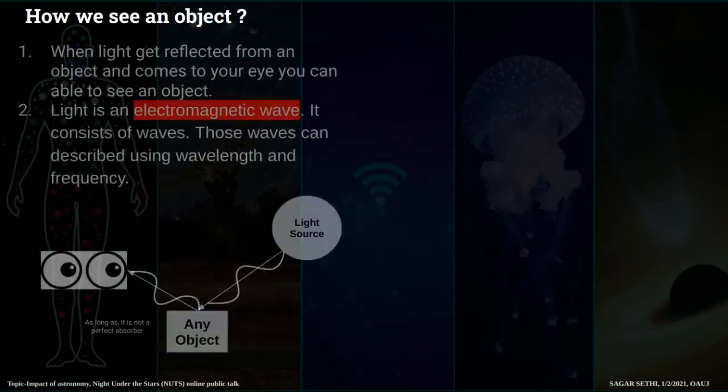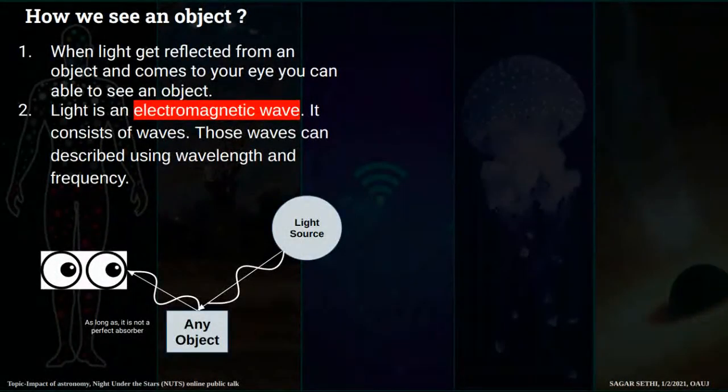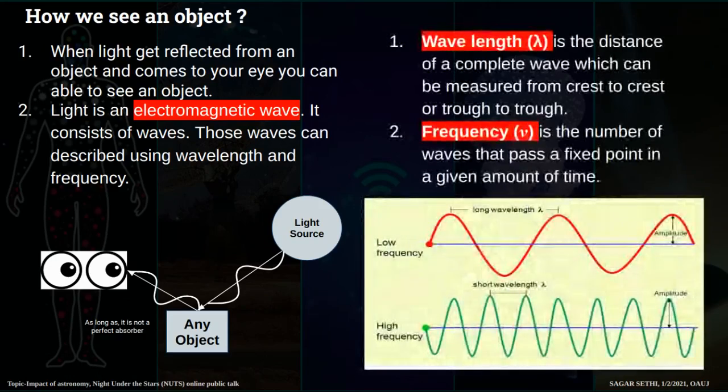Before starting the topic, let's go through some basics, which may be required in the coming slides. This is how we see an object: light is reflected from an object and comes to our eye. Our eye is an electromagnetic detector which can see the electromagnetic radiation coming from the object, and that's how we can see it. This is some basics about the wavelength and the frequency of a wave, because light is also an electromagnetic wave.